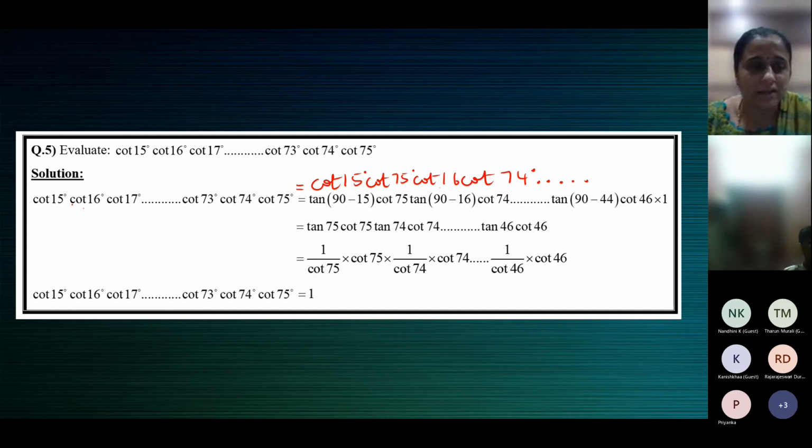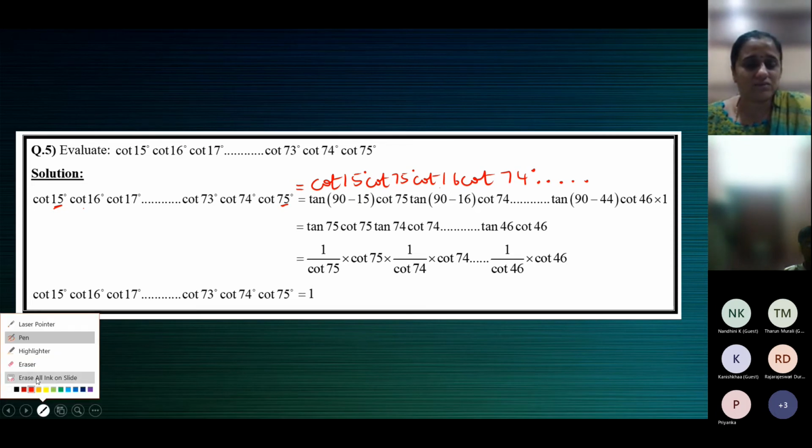And what will be in the middle? 15 plus 75, the first one 15 plus the last one 75, is 90, and 90 by 2 is 45. So cot 45 will be the angle in the middle. So what will be the last pair you make? Cot 44 and cot 46, and 45 will be in the middle.